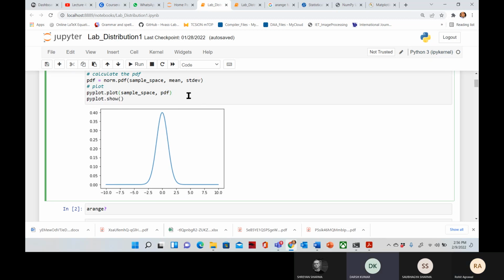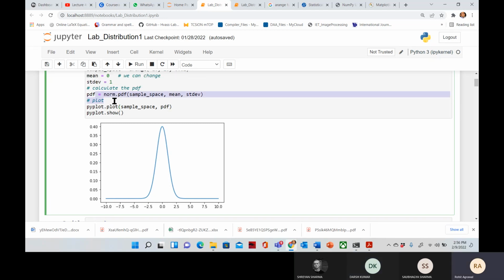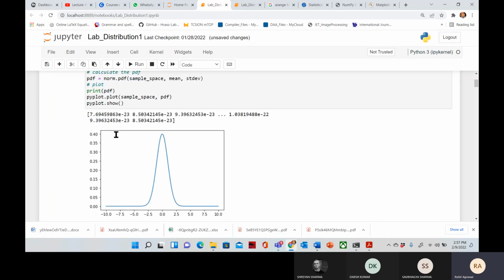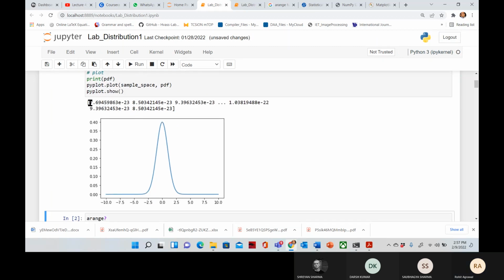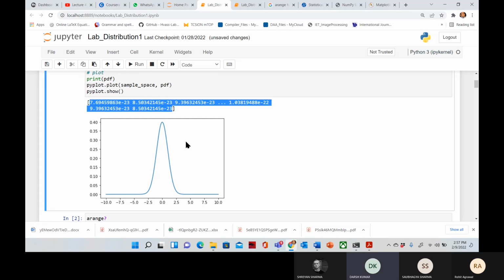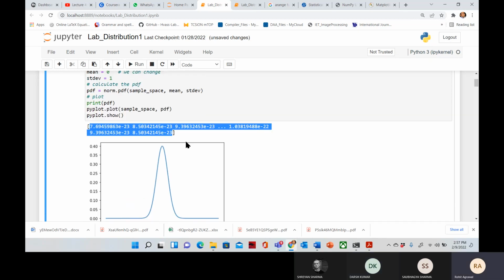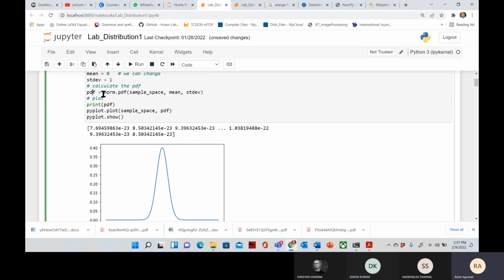Sir, where is the data on the y-axis coming from? It is from this PDF. Okay, I will show you. Just a minute. Okay, print pdf. So this y-axis is this data. But sir, it automatically assumed these are the data values? No, we calculated it. See, pdf equals norm.pdf. Using this function we have calculated. Okay sir.